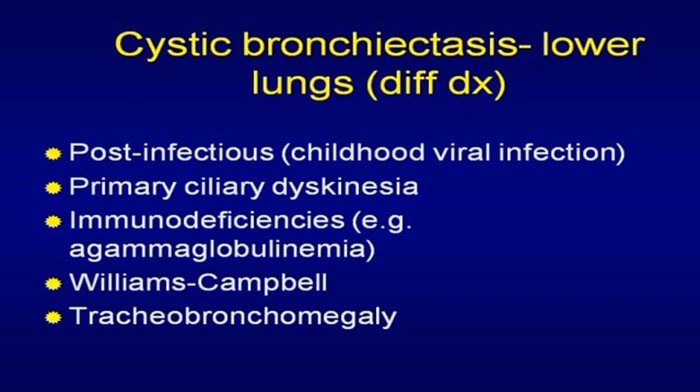And then there are a couple of disorders of the cartilage themselves, or the tracheobronchial cartilage, such as Williams-Campbell, which is absence of the cartilage in, I think, the 4th through 6th order airways, and then tracheobronchomegaly. So you can see it's another sort of bizarro group of diseases, but this is the differential when you see very, very severe bronchiectasis, cystic bronchiectasis in the lower lobes.